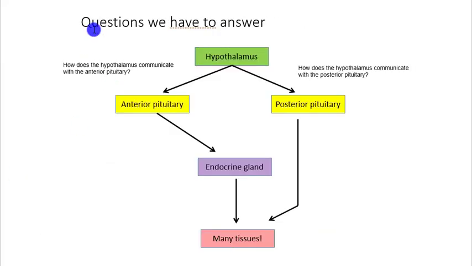So a little bit more questions we have to answer. How does the hypothalamus communicate with the anterior pituitary? And the answer I just gave you is through the portal system. If that doesn't mean a lot to you right now, don't freak out about it. It's not a big deal. You're going to hear me say that a lot more as we get into specific hormones.